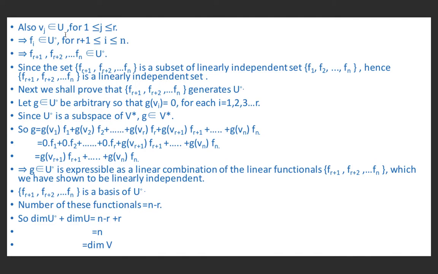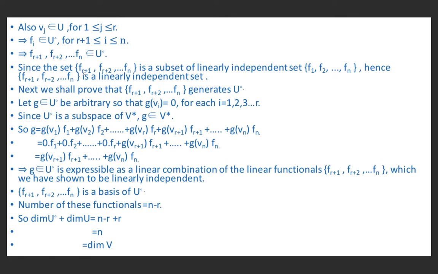Also vj belongs to U for 1 less than or equal to j less than or equal to r, because dimension of U is r. This implies fi belongs to U dot, the annihilator of vector space V, for r plus 1 less than or equal to i less than or equal to n. And this implies f(r plus 1), f(r plus 2), ..., fn belong to U dot.